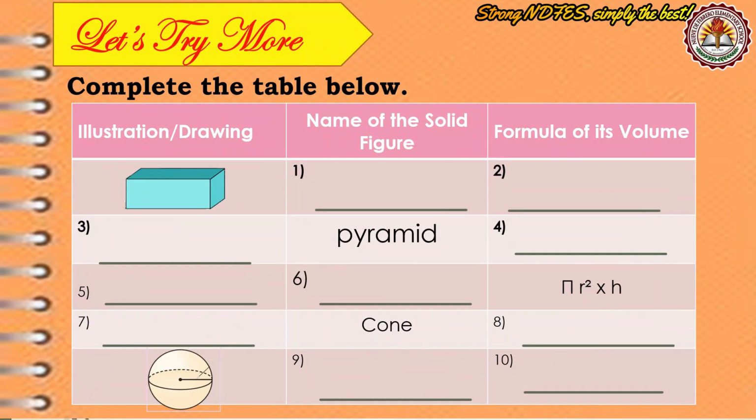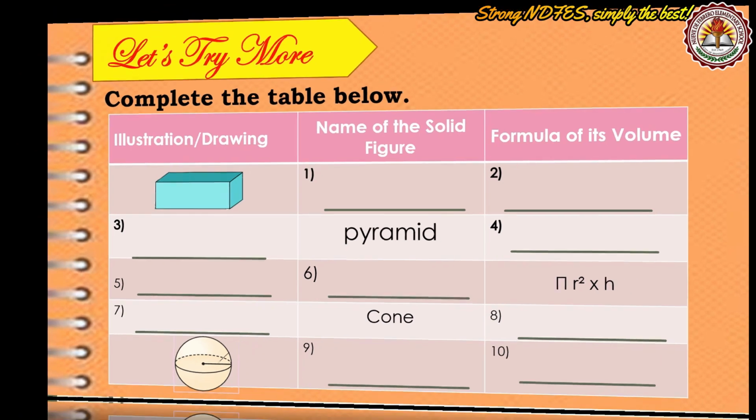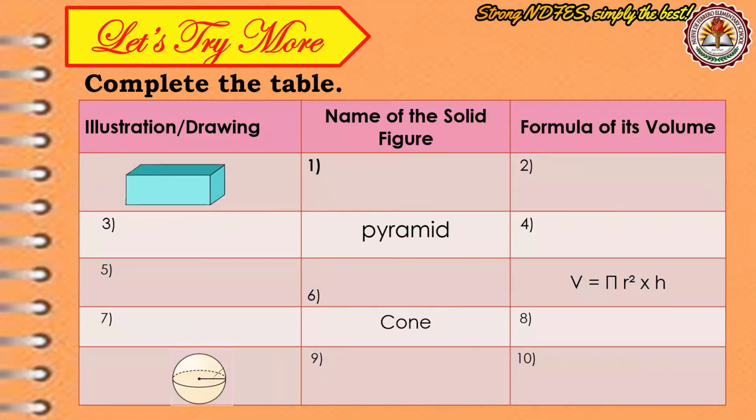Let's try some more. Complete the table below by filling in with the missing drawing or illustration, name of the solid figures, and the formula of its volume. Handa na ba kayo mga bata? Halina at sagutan na natin. Let's begin. What is the name of the solid figure at the left? Correct! It is a rectangular prism. What about its formula? Magaling! Volume is equal to length times width times height.